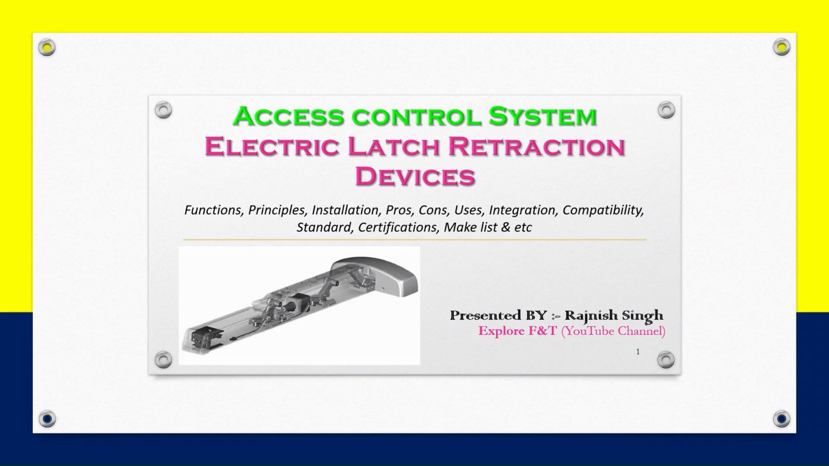Today we are going to explain and learn about access control system locking hardware. In this chapter we'll learn about electric latch retraction devices. As you know, we are covering principle, function, installation, pros, cons, integration, compatibility, standards, certification, checklist, so many things. Okay. So without wasting our time, we are just going to the next slide.